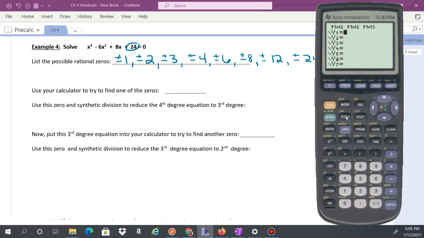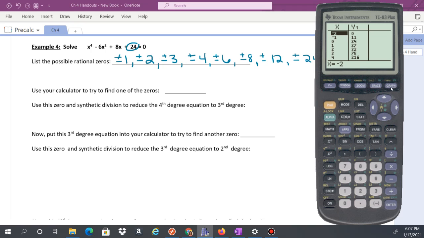I've got, let's see, x to the 4th minus 6x squared plus 8x plus 24. And then I go graph. All right, and I can only see 1 zero on here, and it looks like it's -2. Let me check my table.